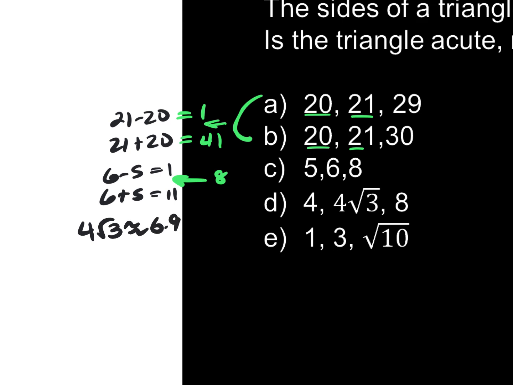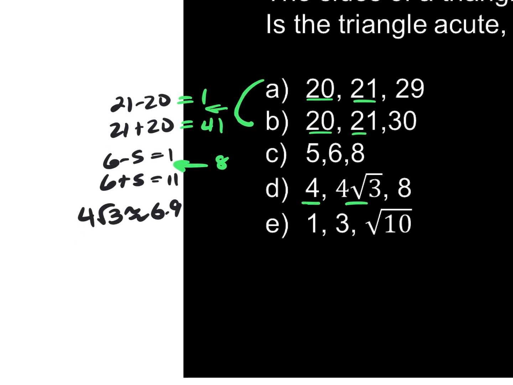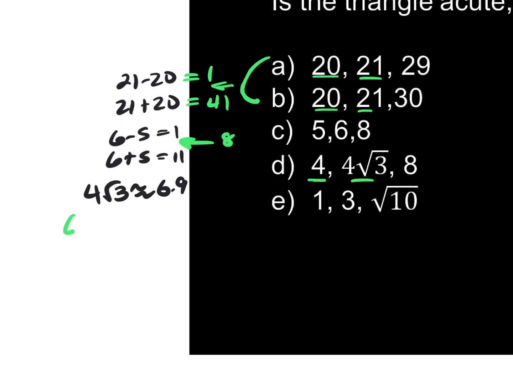So the two smaller numbers here are these two. So you could approximate it. You could do 6.9 minus 4 and 6.9 plus 4. This will give you 2.9 and this gives you 10.9. So because 8 is in between, this will also form a triangle.